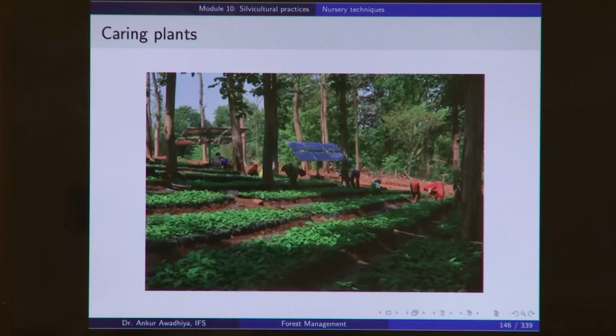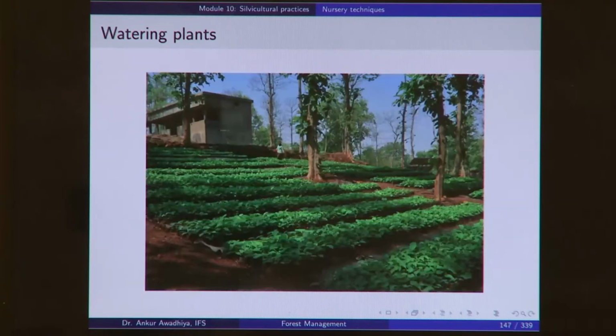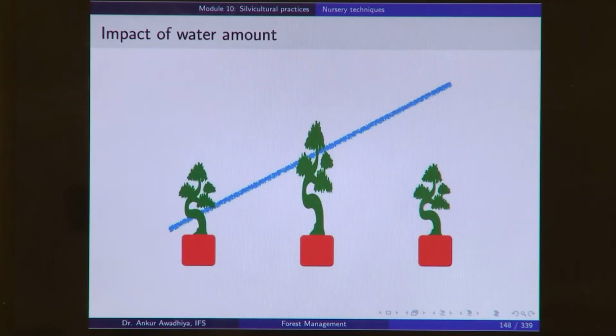Here we are seeing people who are caring for the plants. The plants have to be watered in such a manner that the amount of water is neither too less nor too high, because in drought conditions as well as in waterlogged conditions, the plants will not be able to show optimal growth.